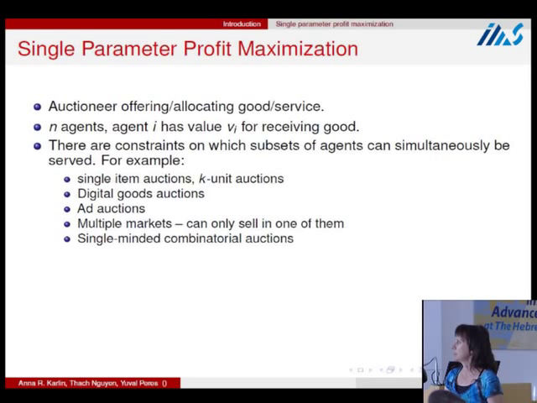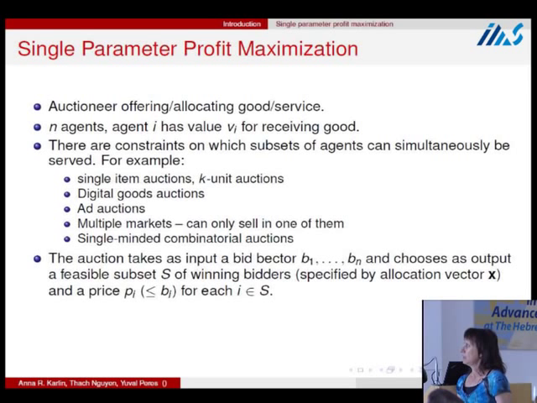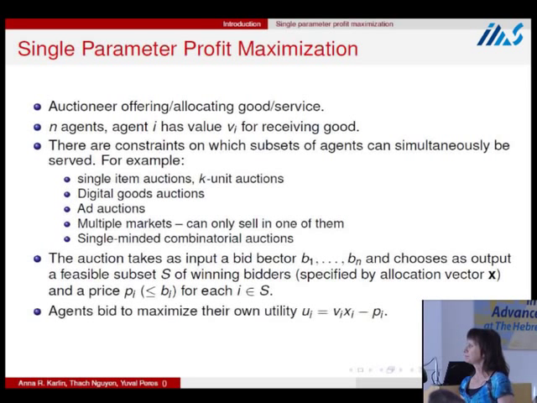This multiple markets, exclusive markets, this is an example where you have multiple markets, but you're only allowed to sell, let's say, in one of them. Or the single-minded combinatorial auctions. So those are just some examples. And an auction in this setting is going to take as input a bid vector and choose as output one of the feasible subsets, which will be specified by an allocation vector x_i, the probability of allocating to the player with value v_i, and a price. So that's what the auction does.